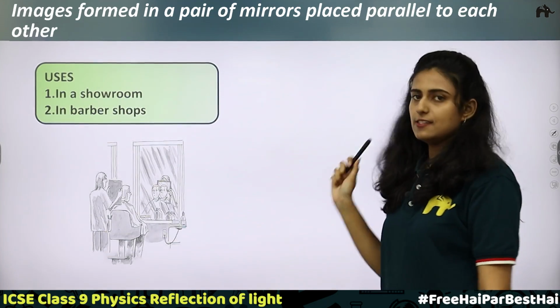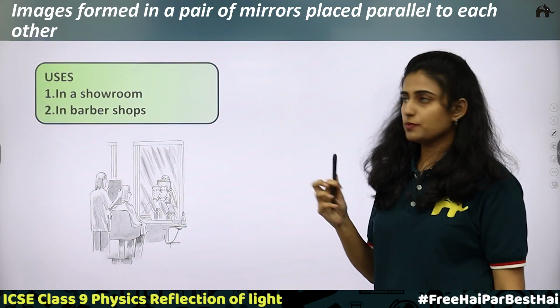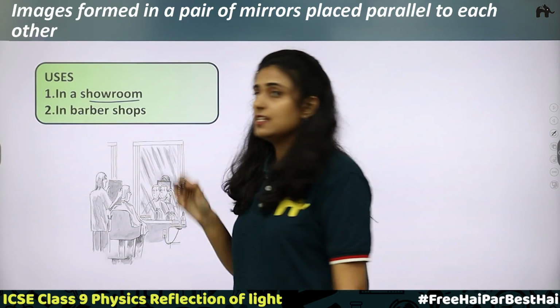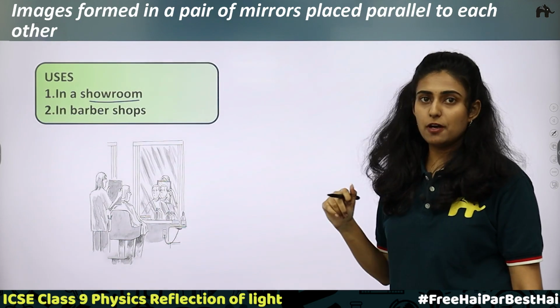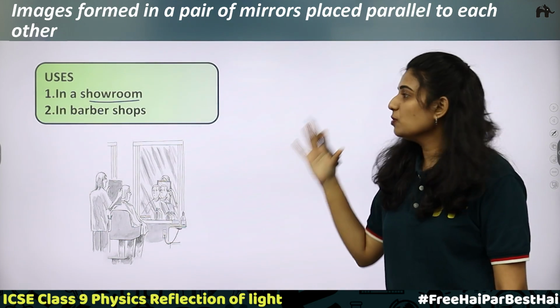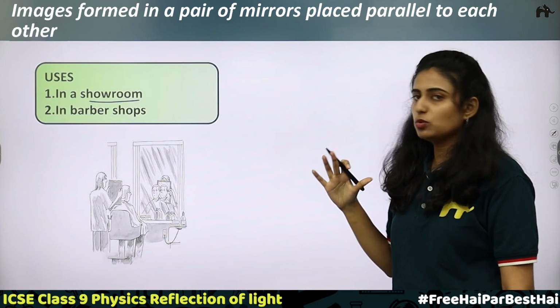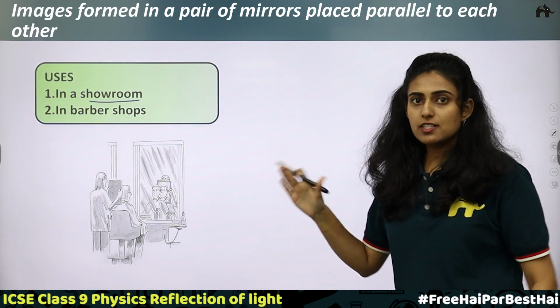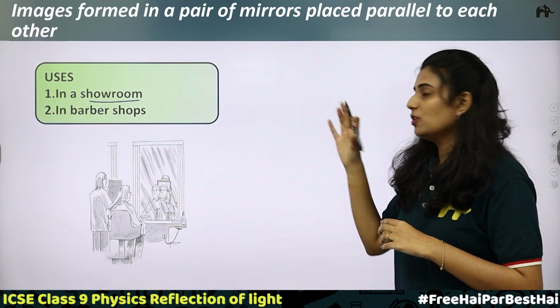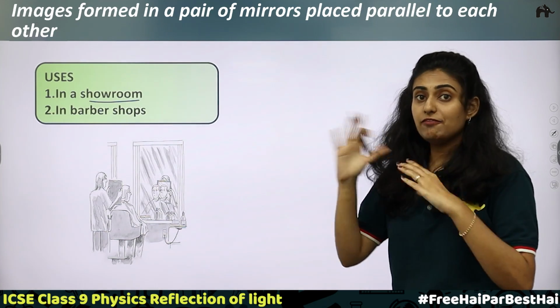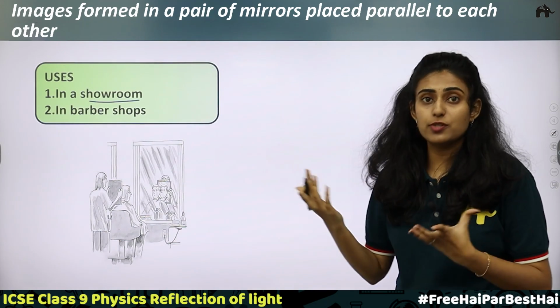Now, where is this used? In showrooms, like jewelleries or fruit stalls and vegetable stalls, you are able to see this type of mirrors. Why are they kept? To make the showroom attractive. Due to multiple reflection, you will be able to see many, like gold, everywhere you will be able to see gold or fruits, whatever it is.